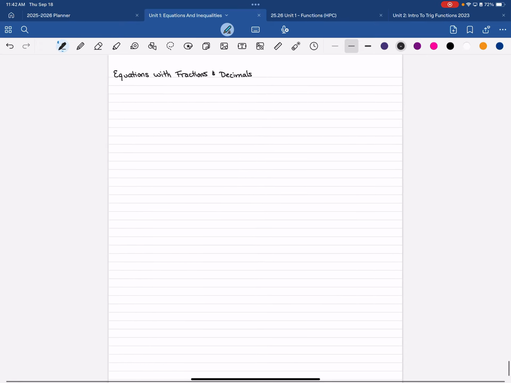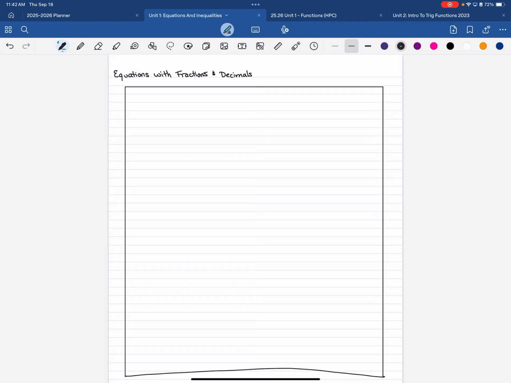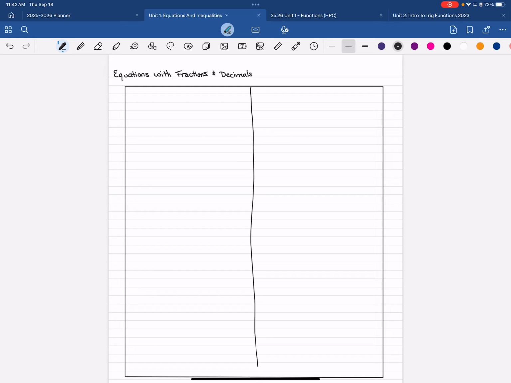So we're going to break our page up like normal. Our title is equations with fractions and decimals. And then go ahead and break your page up like usual for our notes. You can pause the video until you're all set and then rejoin us.